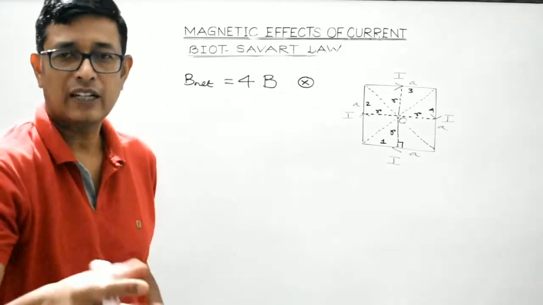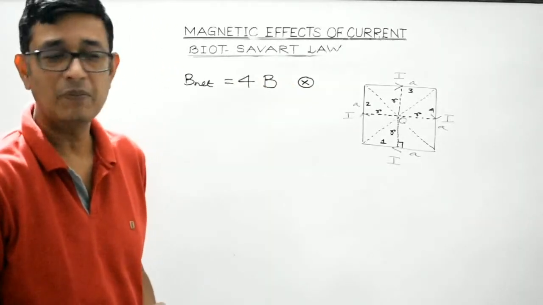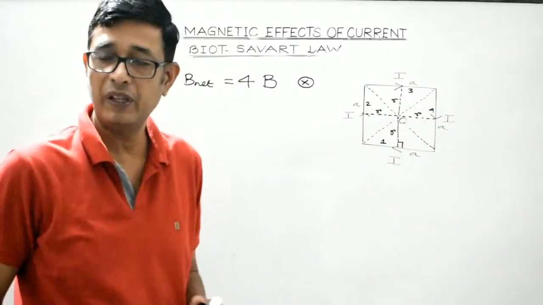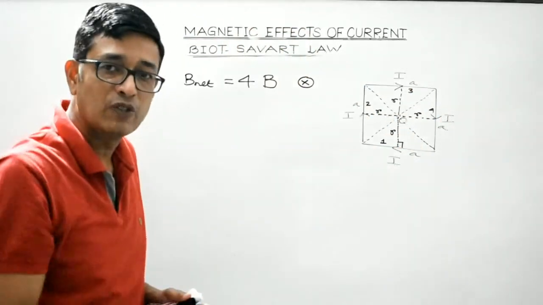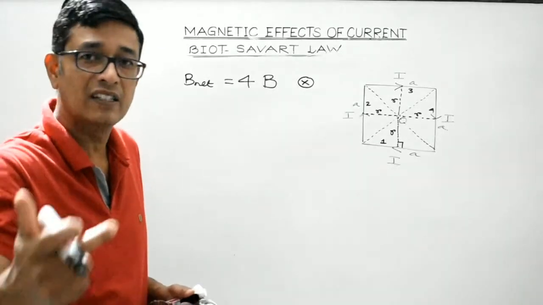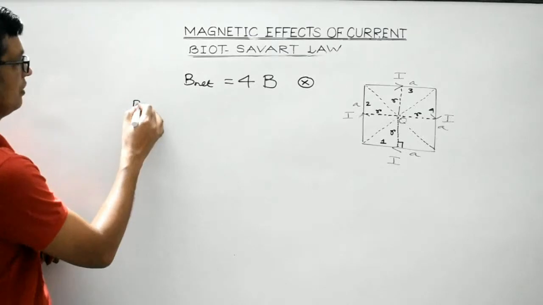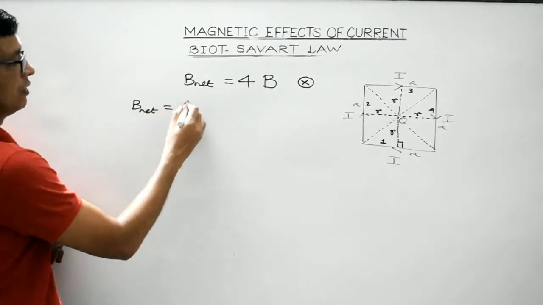So direction that we have already determined. The direction of the magnetic field at point O, in case the current flows in the clockwise direction, would be perpendicular to the plane of the square loop and will be directed inwards. Right? So now let's get the expression.